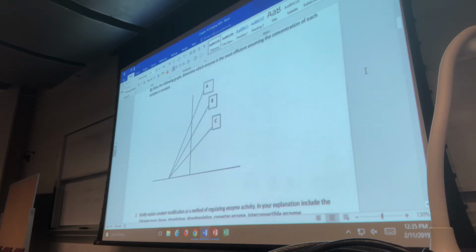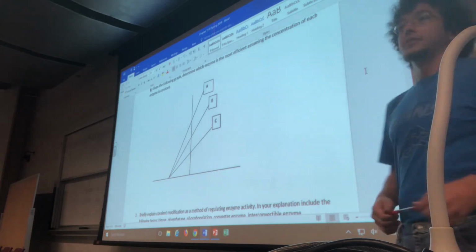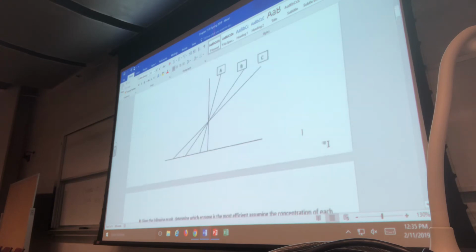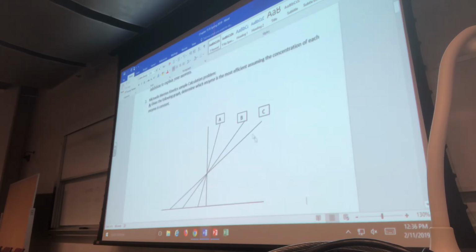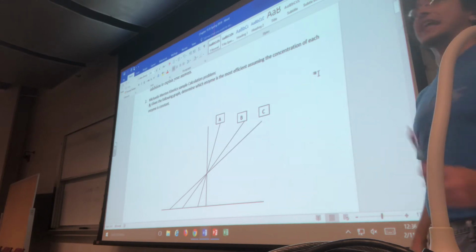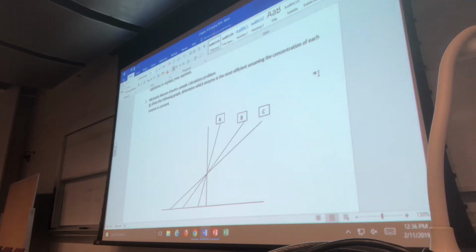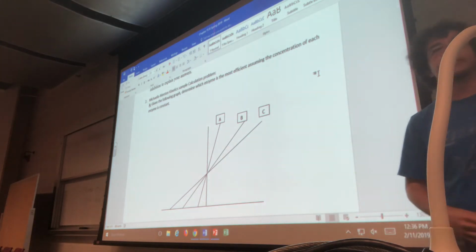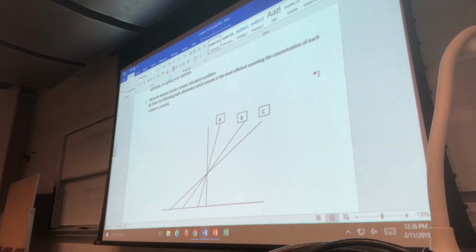How about this one? It is C also. It is the flattest looking line. B and A are steeper, so C in this one is also the most efficient one. How about a second question here? Up here, what if I told you these were all the exact same enzyme, but something was added to A and B? What do you think was added to A and B to cause the line to shift like that? What's that? It is some type of inhibitor.